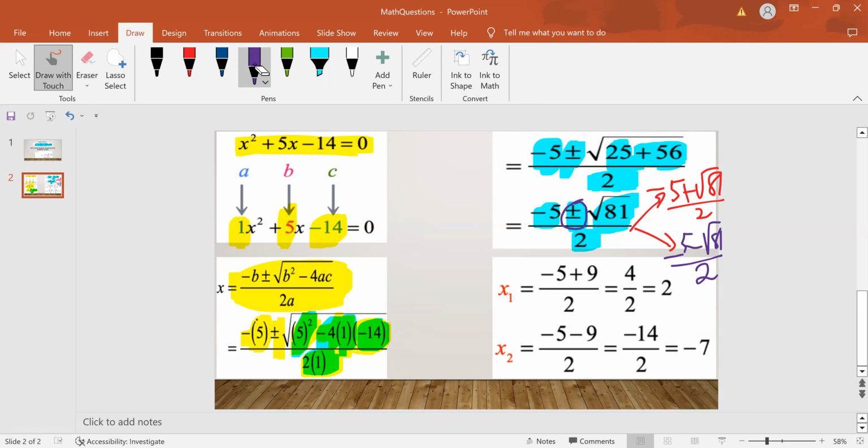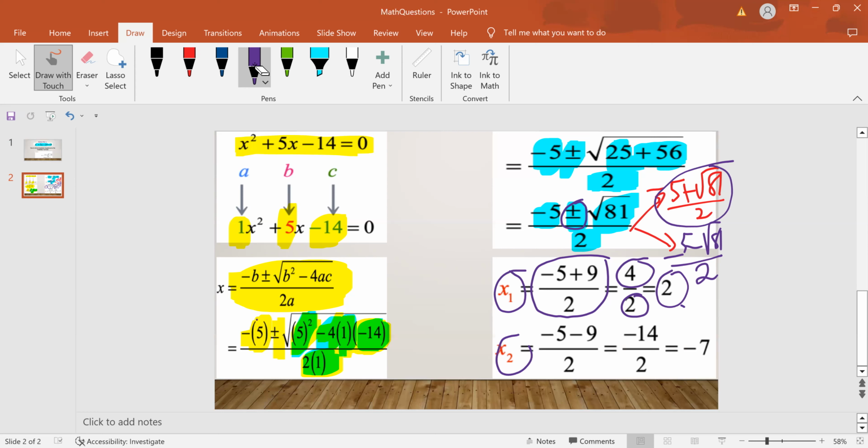Now, when we take the top one, you're going to have negative 5 plus 9, divided by 2. Why plus 9? Because the square root of 81 is 9. The number multiplied by itself that gives you 81 is 9. And to do that, you do negative 5 plus 9. That gives you positive 4. Negative 5 plus 9 is like 9 minus 5, which is positive 4, divided by 2. 4 divided by 2 is 2. So the first solution here is 2. They say x1, the first solution for x.